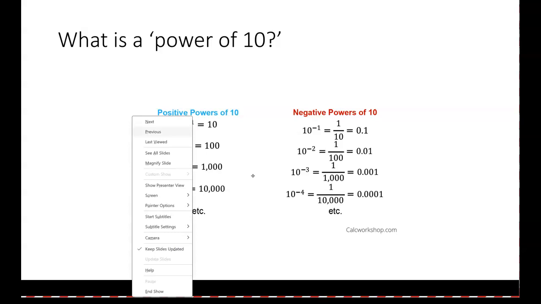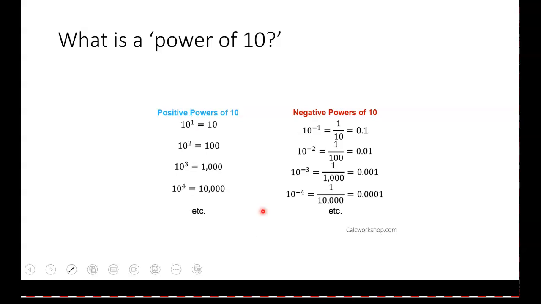If you look at the positive powers of 10, the number that the 10 is raised to, the exponent, is the number of zeros. So 10 to the 1, there's 1 zero. 10 to the 2, there's 2 zeros. 10 to the 3, there's 3 zeros. And so we're really just saying 10, 10 squared, 10 cubed, 10 to the 4th, etc.